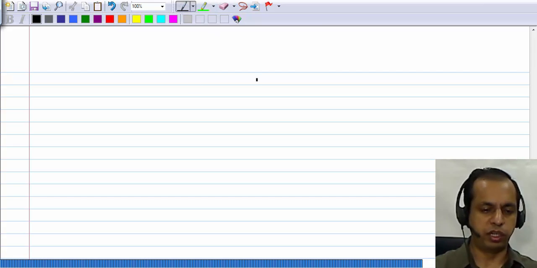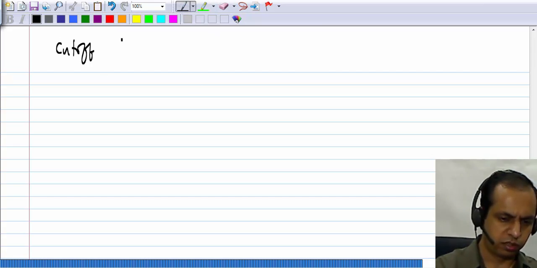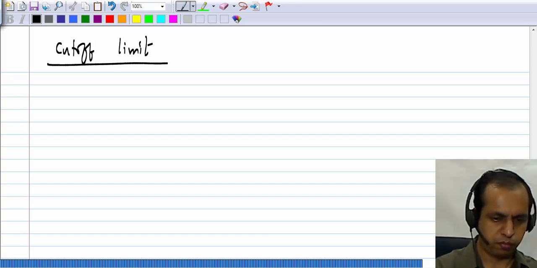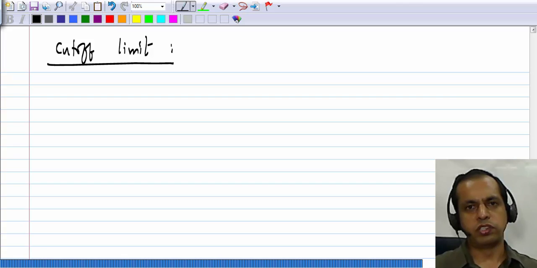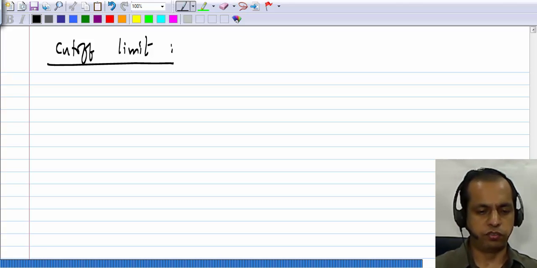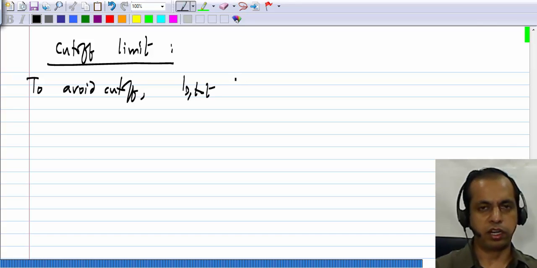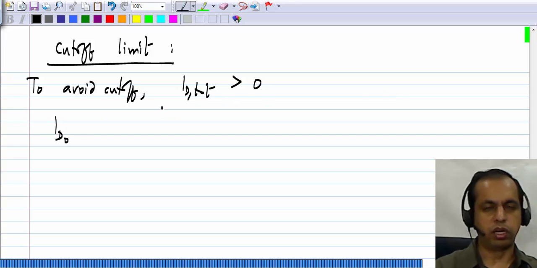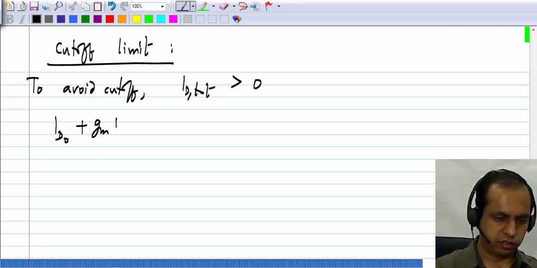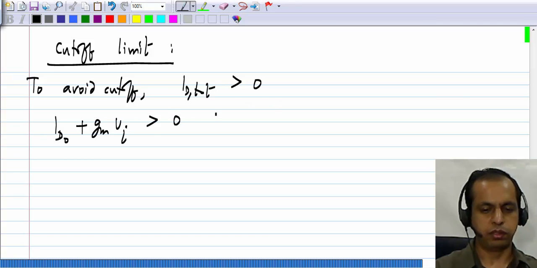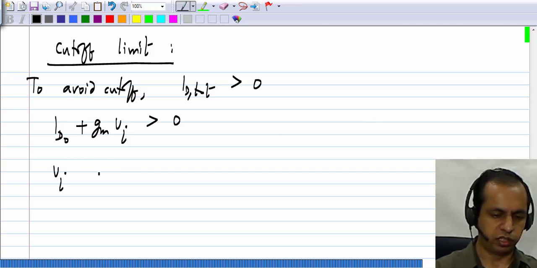Now let's look at the limit imposed by cutoff. Now what is cutoff? Cutoff is when the transistor drain current falls to 0. So to avoid cutoff, we must make sure that the total drain current is more than 0. And what is that? The total drain current is ID0 plus gm·vi, which must be more than 0, or vi should be more than minus ID0 by gm.